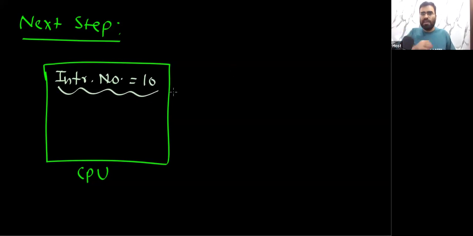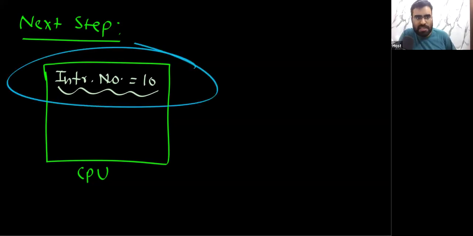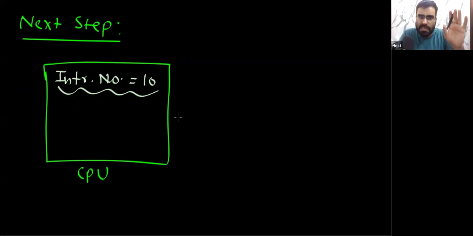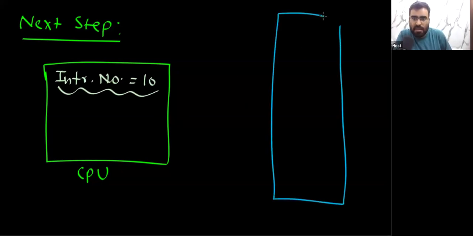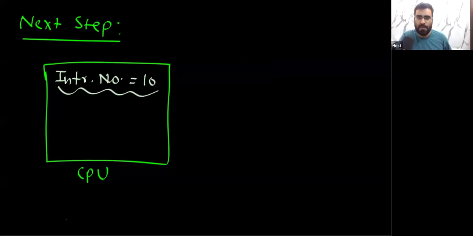Now what is our next task? Now the CPU knows which device has interrupted. It is clear. But still, how will the CPU find the interrupt service routine address, the ISR address? Where is the ISR of this device? How will the CPU find it? Did you understand my question?